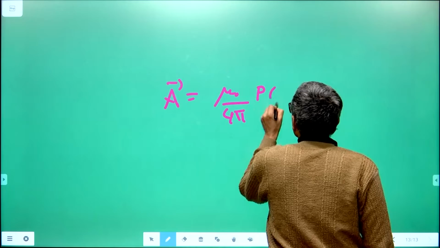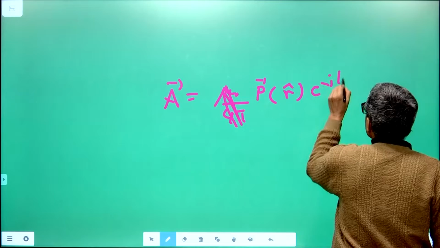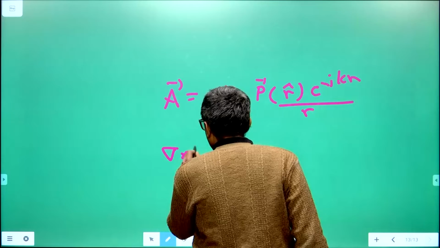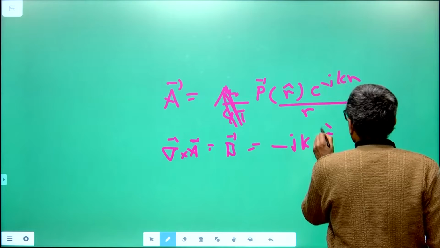I absorbed mu into this, so I wrote it as e power minus j k r by r, P had some dependence. It could have a radial component also. We don't worry about that, because it's just an integral of the current density over the surface, taking the phase factor into account. So del cross A, which is B, is equal to minus j k r cap cross P at r cap divided by r, e power minus j k r.